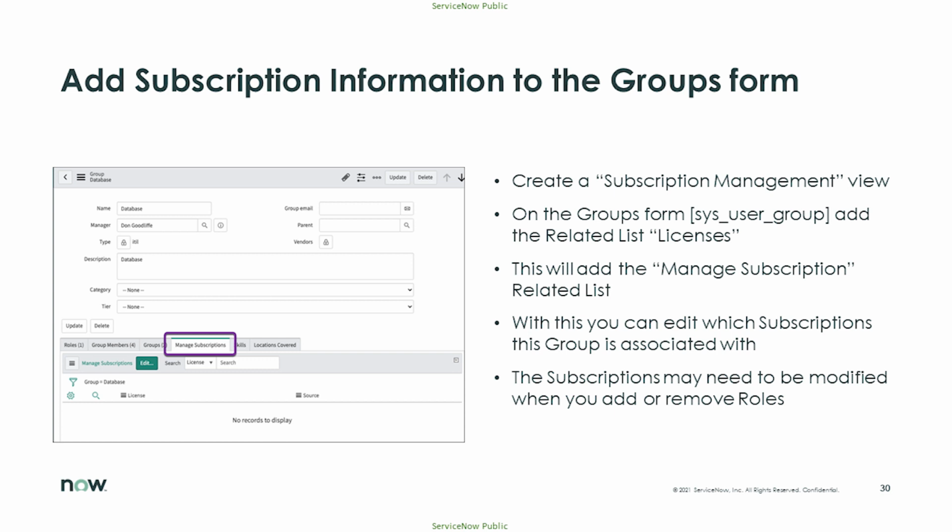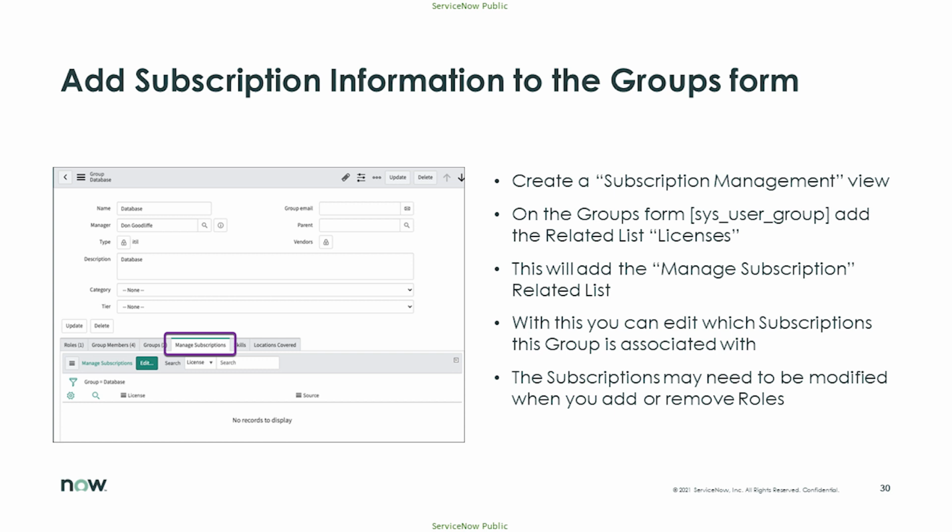So what I'll do is go into my group form, sys_user_group. I'm going to create a new view for subscription management, so I can make changes and not have to worry about breaking anything out of the box. On that, I'm going to add the related list called licenses. You go to add related list, licenses. When you add that, the display name is managed subscriptions.